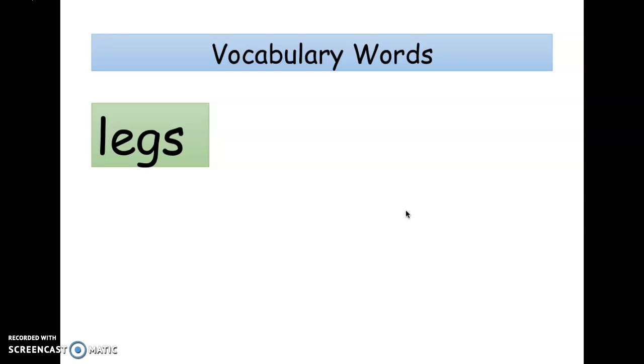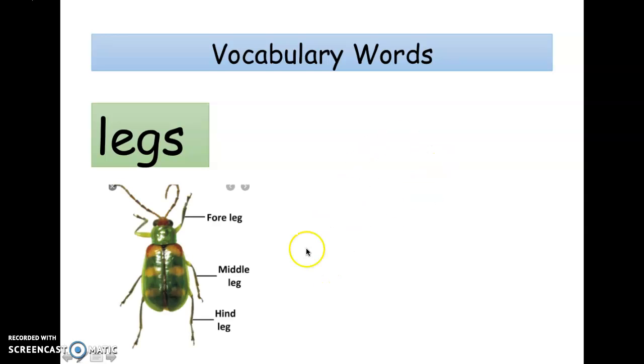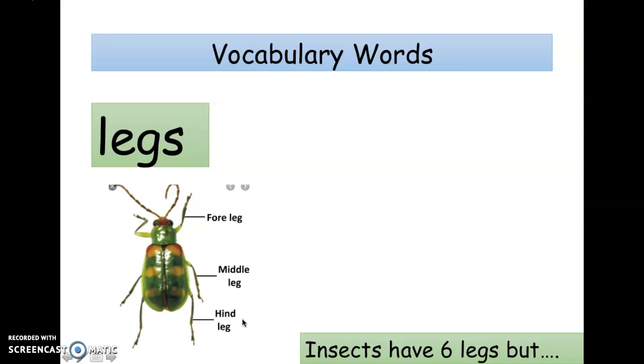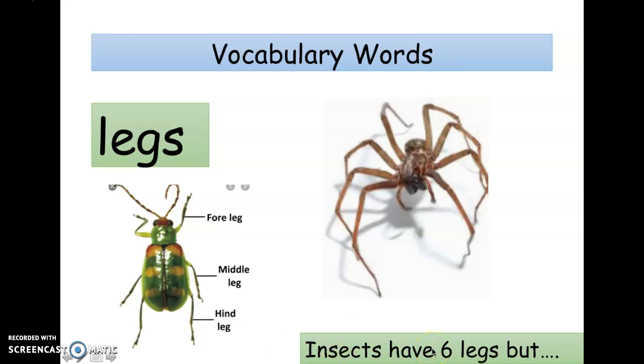Legs. This is fun. Insects have 6 legs: foreleg, that means front leg, middle leg, and hind legs. Spiders have how many, Miss Kim? 1, 2, 3, 4, 5, 6, 7, 8. They have 8 legs. Spiders have 8 legs, and insects have 6 legs.